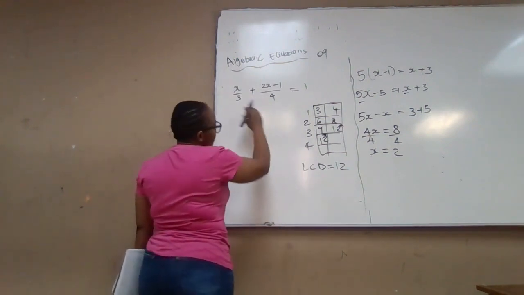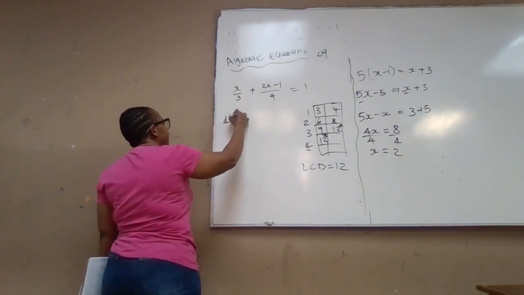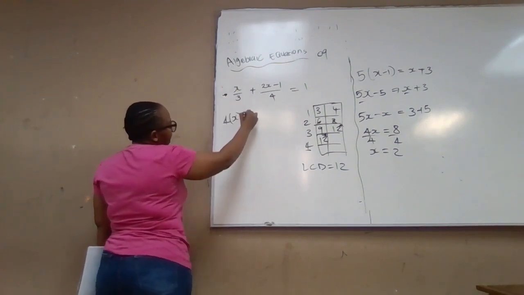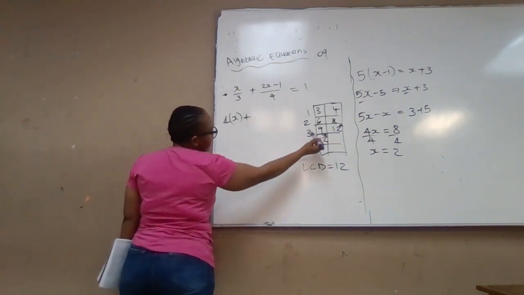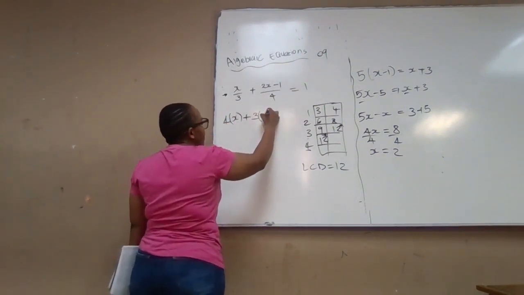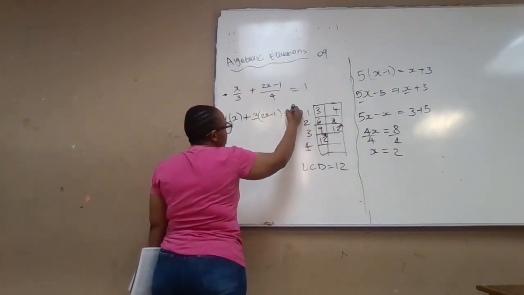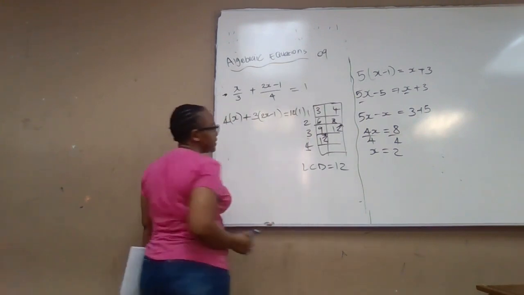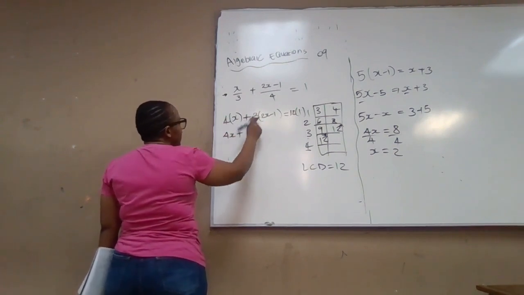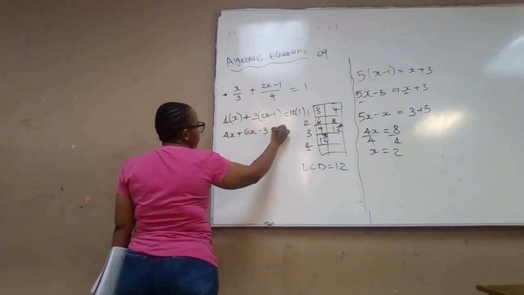Now, how many times does 3 go into 12? 4 times. You say 4, and then write whatever else is left on the top, so what we have on the top is x here. Now plus, how many times does 4 go into the LCD? 3 times. Then you write whatever else is left on the top, which is 2x minus 1. Now, how many times does 1 go into the LCD? 12 times. Then you write whatever else is left here. Now, let's distribute. Here we have 4x plus 3 times 2x, 6x. 3 times negative 1 is negative 3, equals 12.